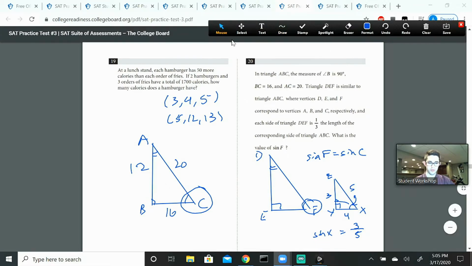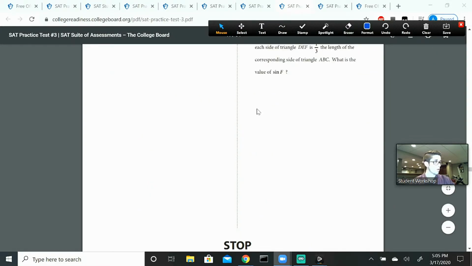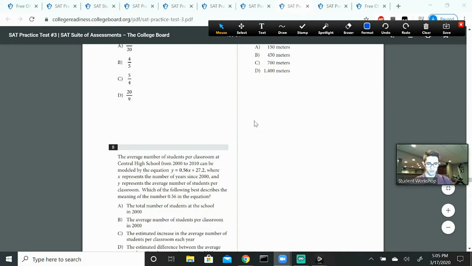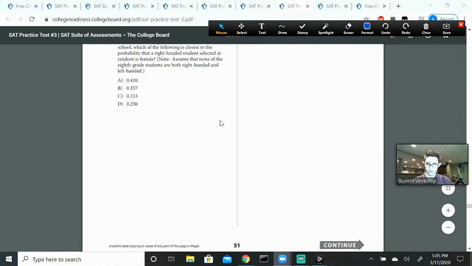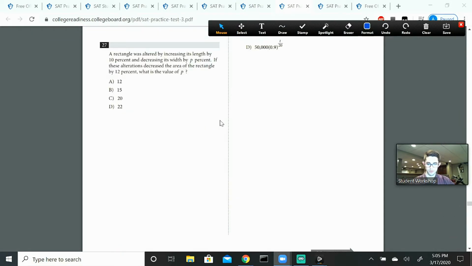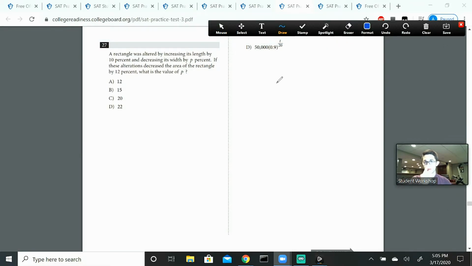We're done with the no calculator, test 3. Couple in the calculator section. Let's go find those. First one is 27. All right, great. This is a tough one. Not like the others were a breeze.